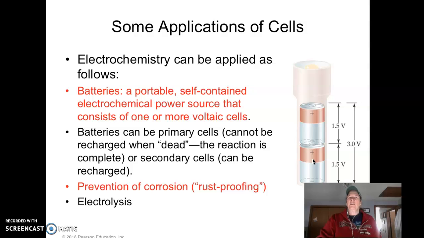Okay, another application of Voltaic cells is electrolysis. One of the most common ways is to take water and break it down into hydrogen and oxygen gas. Again, you're using electric current to break it down into its two components. So there's all kinds of things we can do with Voltaic cells. My guess is the one you're most familiar with is the batteries.